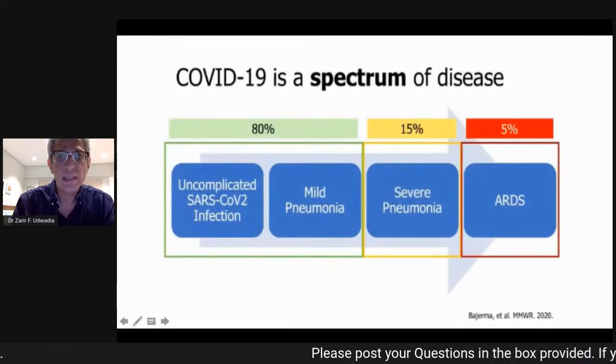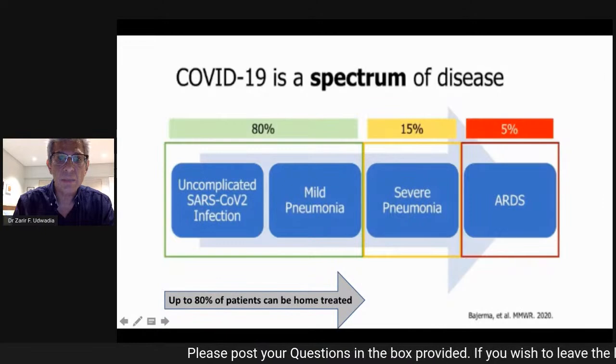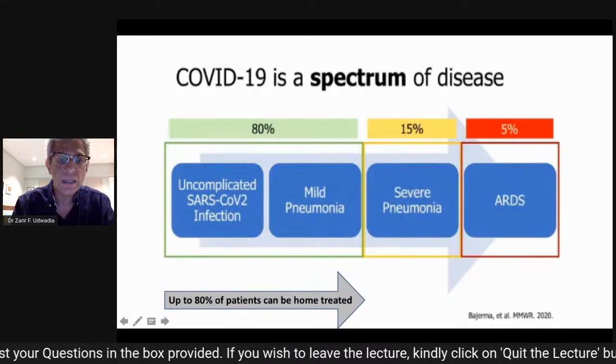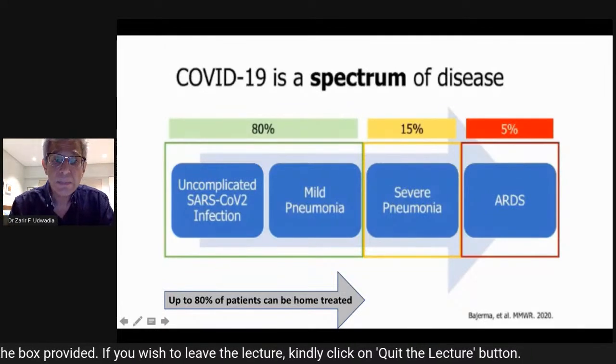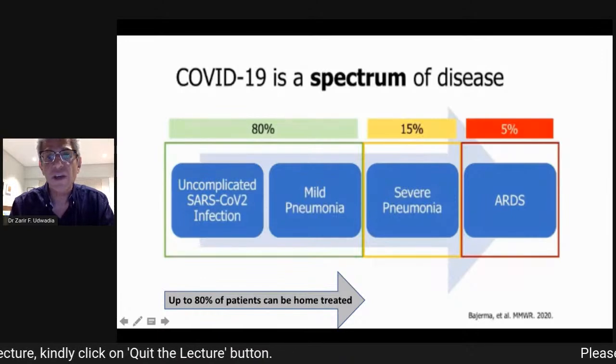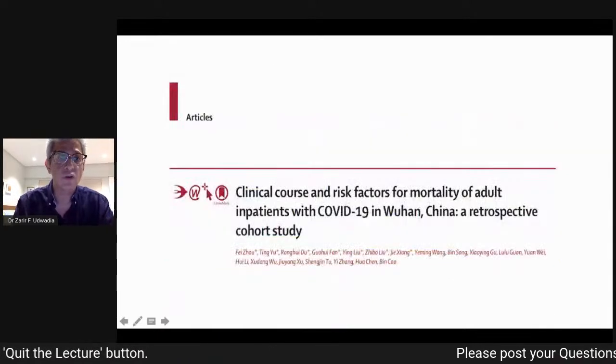And as you know, it's a spectrum of disease, and the majority of patients will have uncomplicated infections or mild infections. And look, up to 80% of patients can theoretically be home treated. This 15 and 5% you'd leave out of the equation, of course.